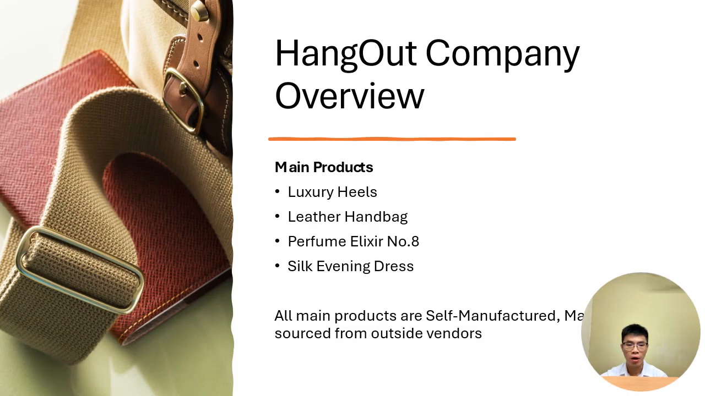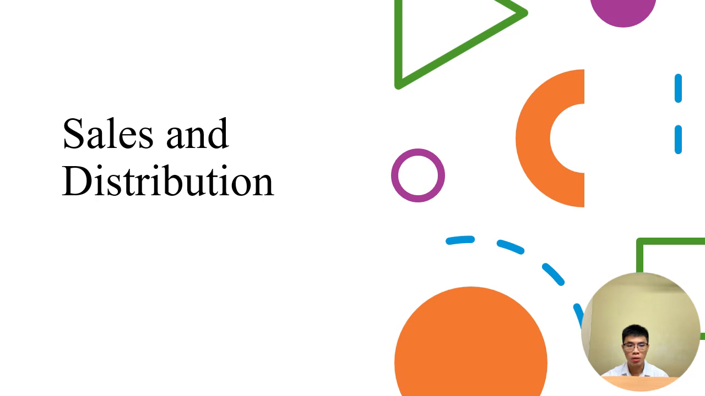Next, Hangout Company Overview. The main products of our Hangout Company are luxury heels, leather handbags, perfume elixir, and silk evening dress. All of the main products are self-manufactured, while the materials are sourced from outside vendors. The first module is sales and distribution.